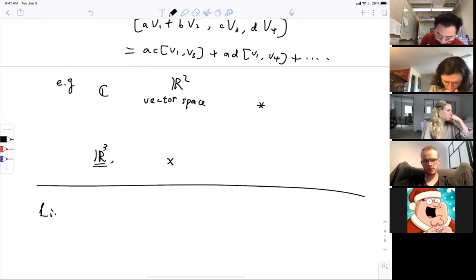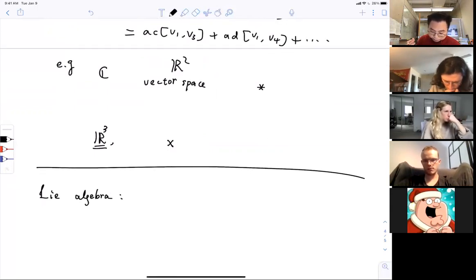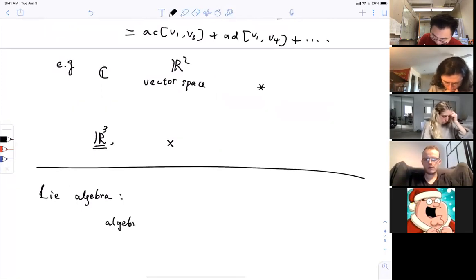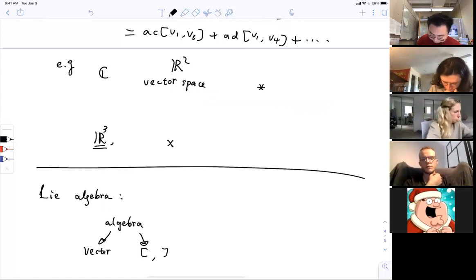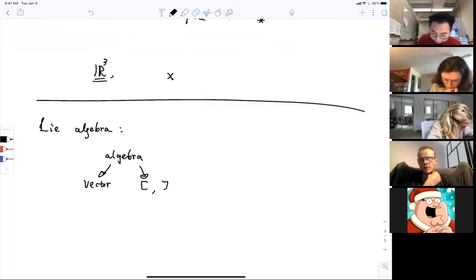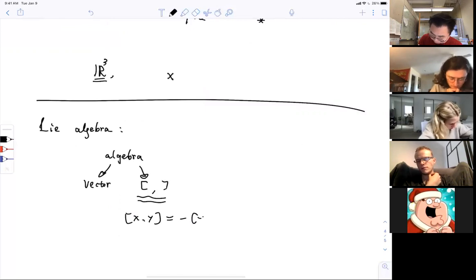So what is a Lie algebra? A Lie algebra is nothing but an algebra with a Lie bracket. First it's an algebra. Remember, an algebra is a vector space plus a bilinear operation. The Lie algebra adds 2 more constraints to the bilinear operation: we require it to be antisymmetric, and also to satisfy the Jacobi identity.